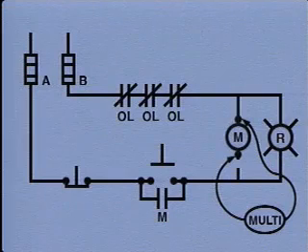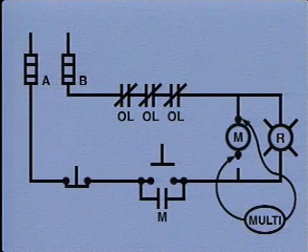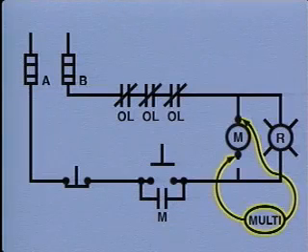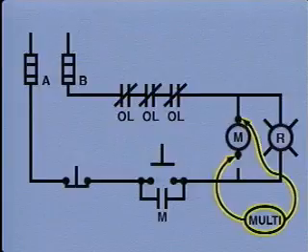If a short exists in the M coil, there will be a low resistance path through the M coil. This means that current will flow from the multimeter along the low resistance path through the operating coil and back through the multimeter. In this case, the multimeter would indicate lower than normal resistance.